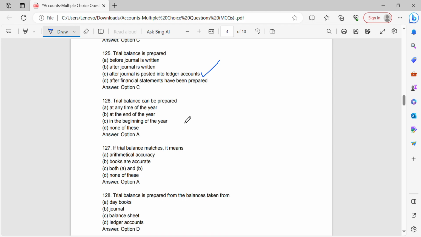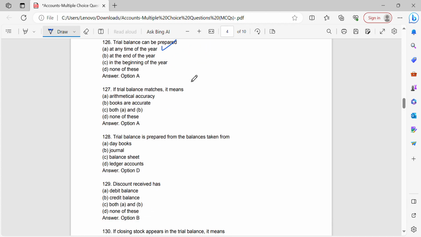The next question is trial balance can be prepared option A at any time of the year, option B at the end of the year, option C in the beginning of the year, option D none of these. The answer to the question is option A, at any time of the year. If trial balance matches, it means A arithmetic accuracy, B books are accurate, C both A and B, D none of these. Answer is option A, arithmetical accuracy.